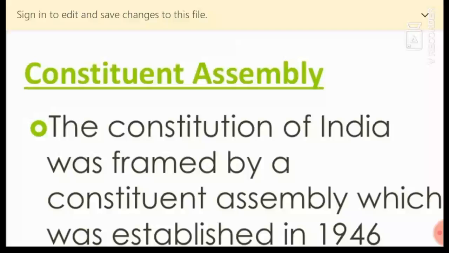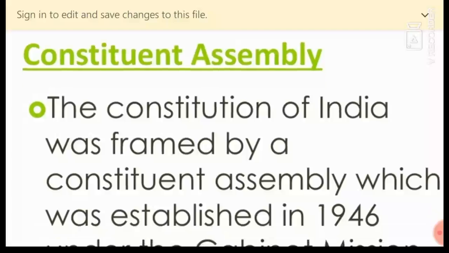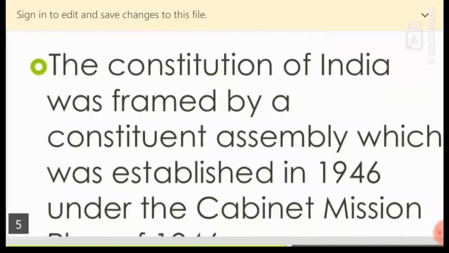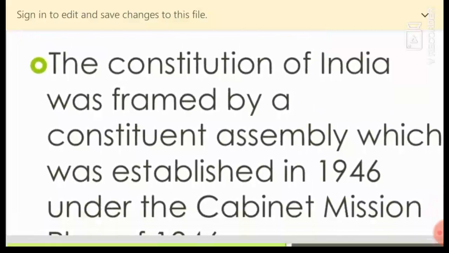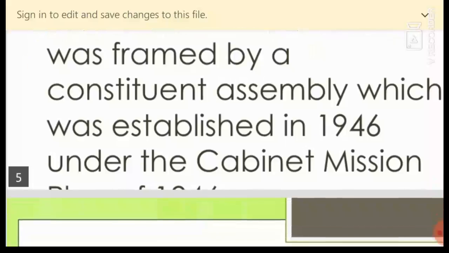First of all, we are going to learn it in the Indian context. So let us see who framed the Indian constitution, which body constituted the Indian constitution and how. The Constitution of India was created by a constituent assembly which was established in 1946 under the cabinet mission.